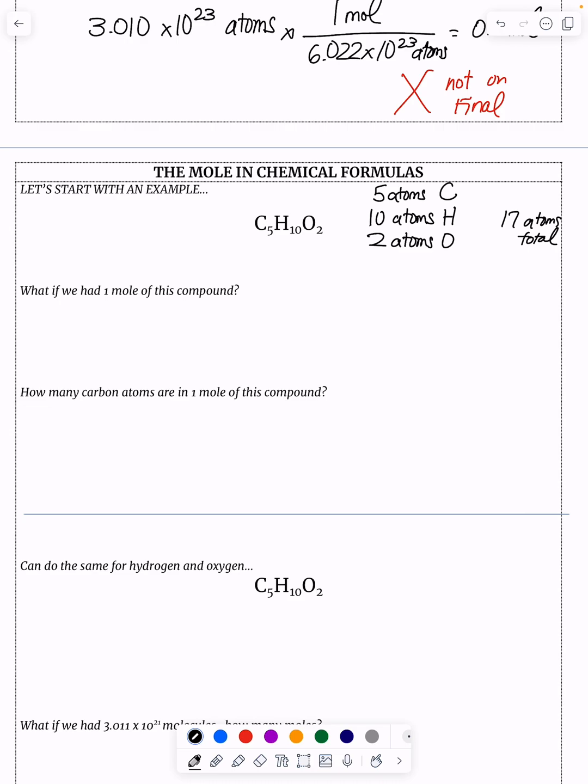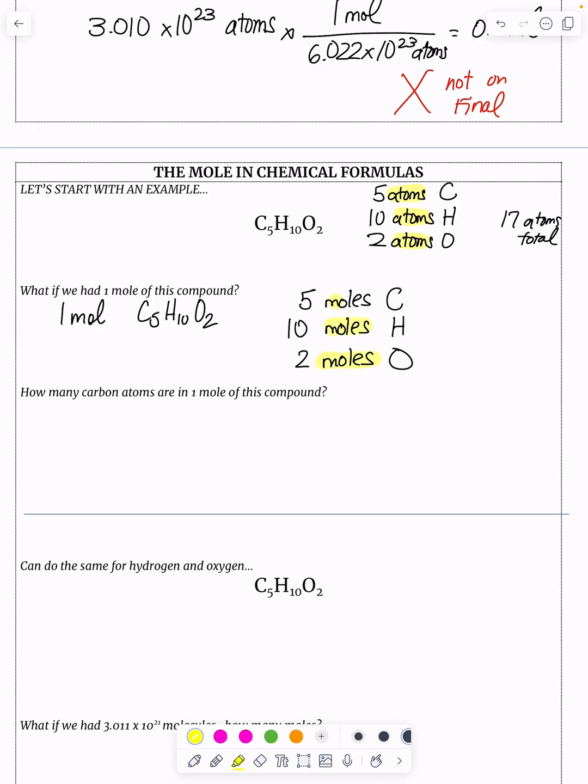Well, if I had 1 mole of C5H10O2, these atom words, I'm going to highlight them. These words atoms become moles. So if I had 1 mole of C5H10O2, then I would have 5 moles of carbon, 10 moles of hydrogen, 2 moles of oxygen. So I change those words. If I have 1 molecule here, I have atoms. If I have 1 mole, I get moles.